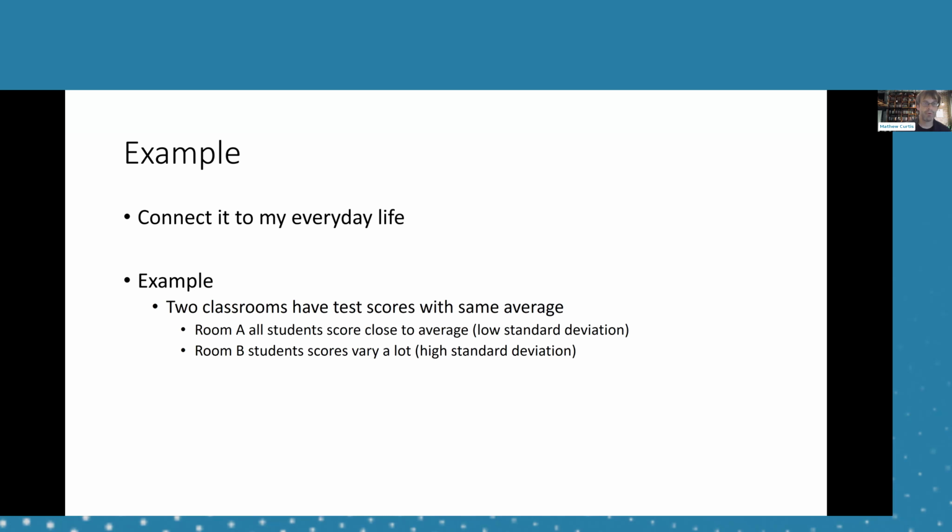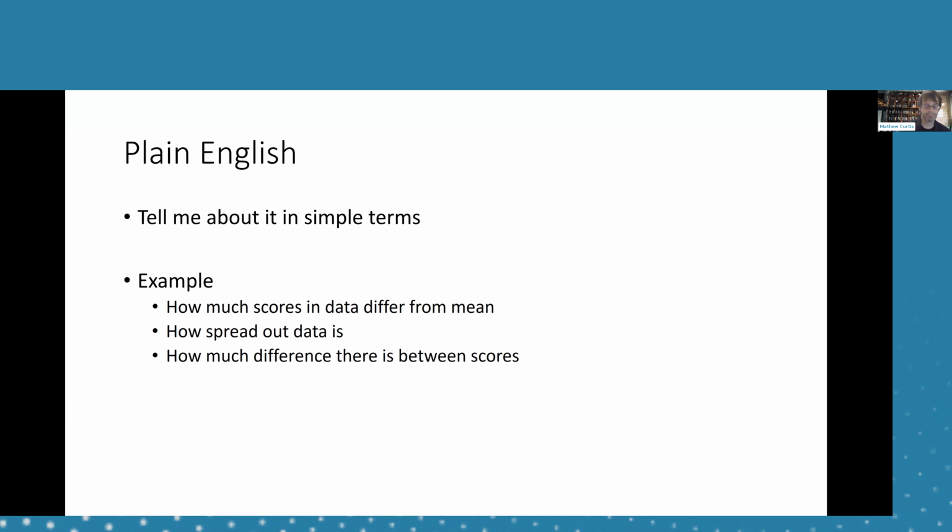So then we can move on to P for plain English. This is telling it to the students in simple terms. How much do scores differ from the mean, how spread out the data is, and how much difference there is between scores. All three things are saying the same thing here, but it's taking this concept of standard deviation and putting it into simple terms.